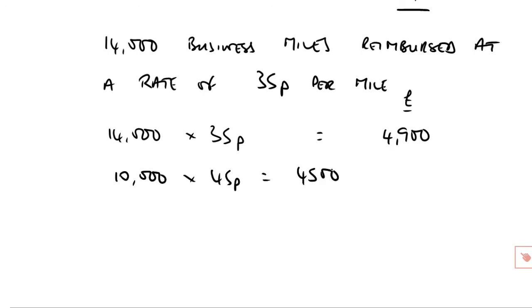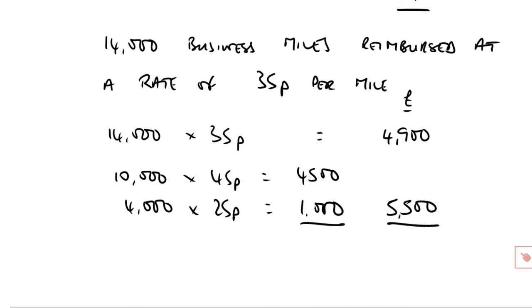That would equal 4,500 plus 4,000 at 25 pence per mile equals 1,000, and that therefore would give you £5,500. So the approved rates would have given you £5,500. What you've actually received is £4,900. There is a difference there of £600. Now, how will we treat that?